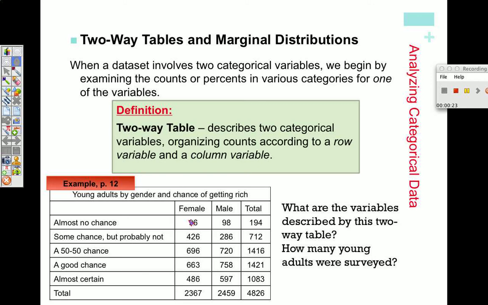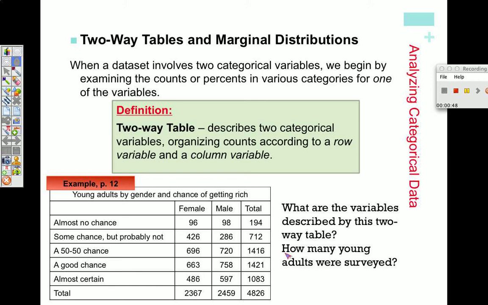We have the chance of getting rich as one of our variables right over here, and we have the gender right here. So females are this column, males are this column. Almost no chance of getting rich right there. Almost certain of getting rich right here. So what variables are described by this two-way table? It's the gender and the chance of getting rich.